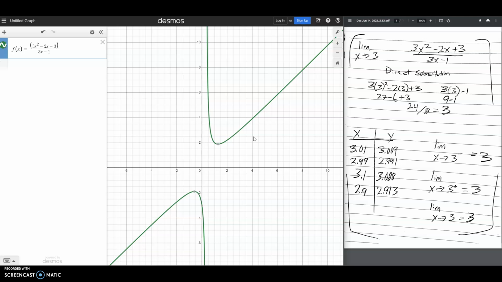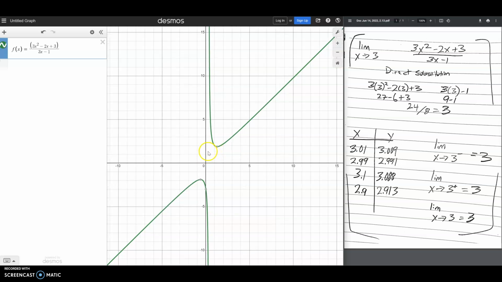And let's see, anything else to explain? Oh, the asymptote, which is where the denominator equals 0. So if we had the denominator equal to 0, that would be 1/3, which would create this wall here at positive 1/3.